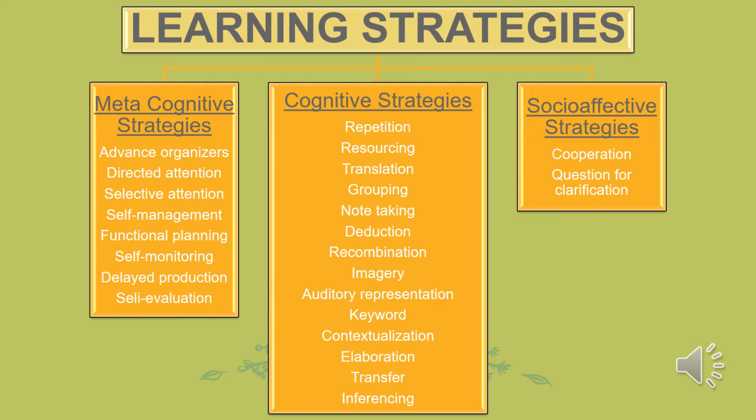Now we are done with metacognitive strategies. Now let's move on to the cognitive strategies. Repetition. Imitating a language model, including overt practice and silent rehearsal. Repetition is a good way to continue the language learning. Second, resourcing. Using target language reference materials.